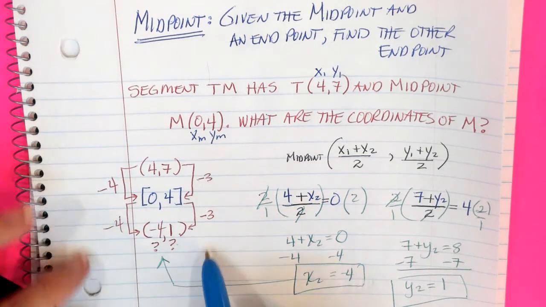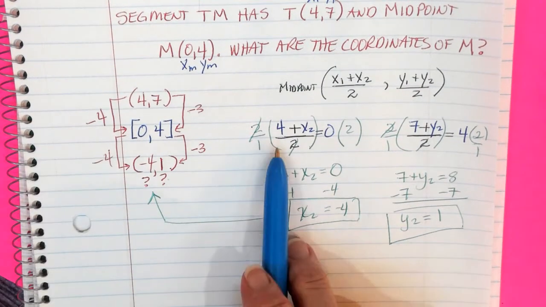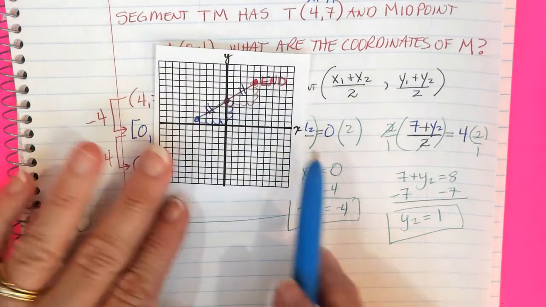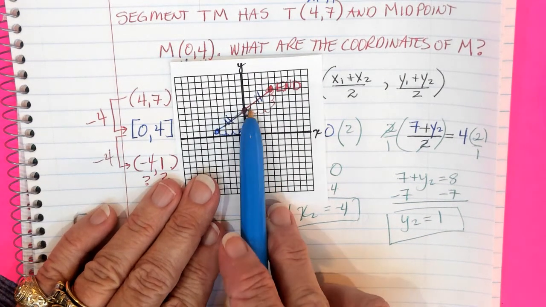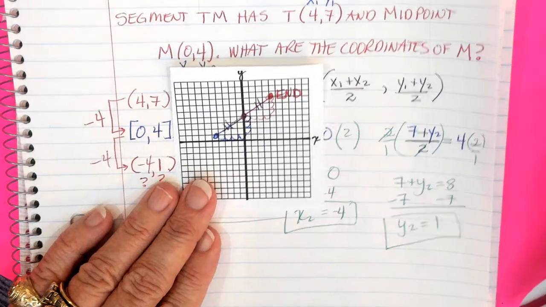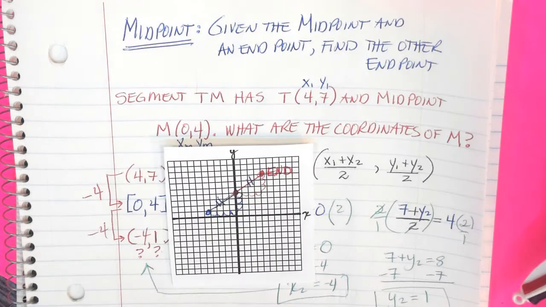You can solve it with this visual method. You can solve it using the formula by doing 2 algebra problems, or if given a graph, you can take the slope from the first piece of the line that goes to the middle, repeat the slope to get to the other end. 3 ways to find the other endpoint when given a midpoint.